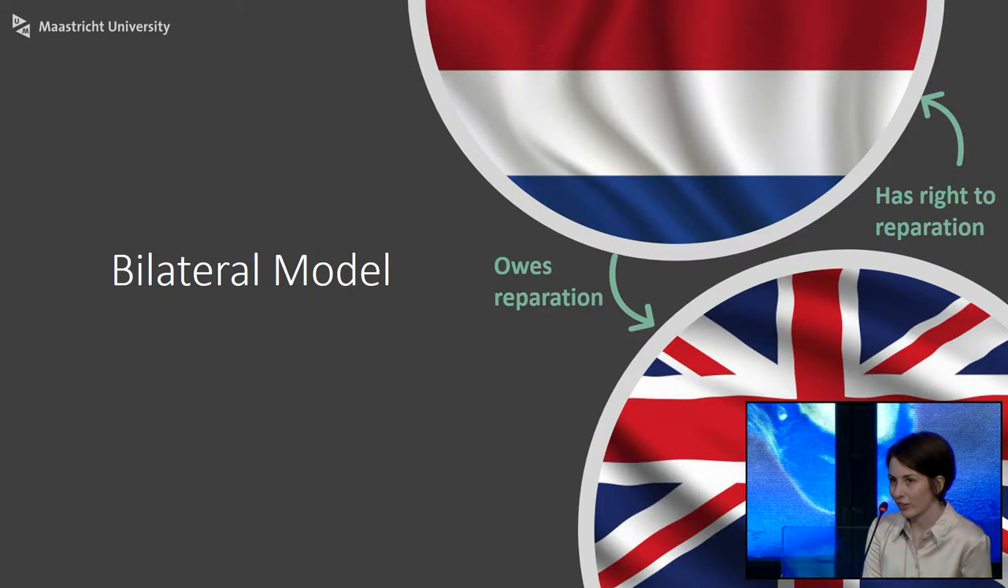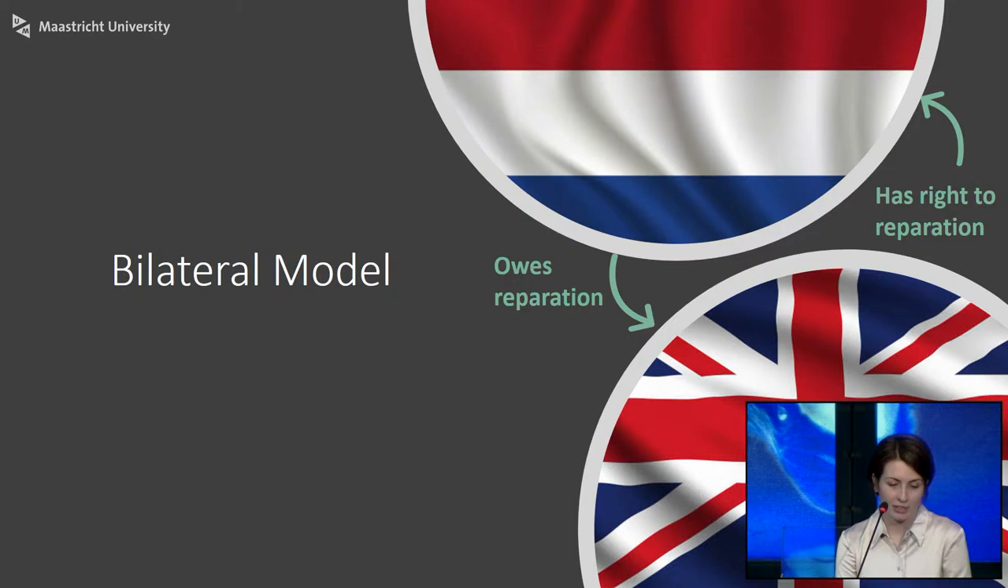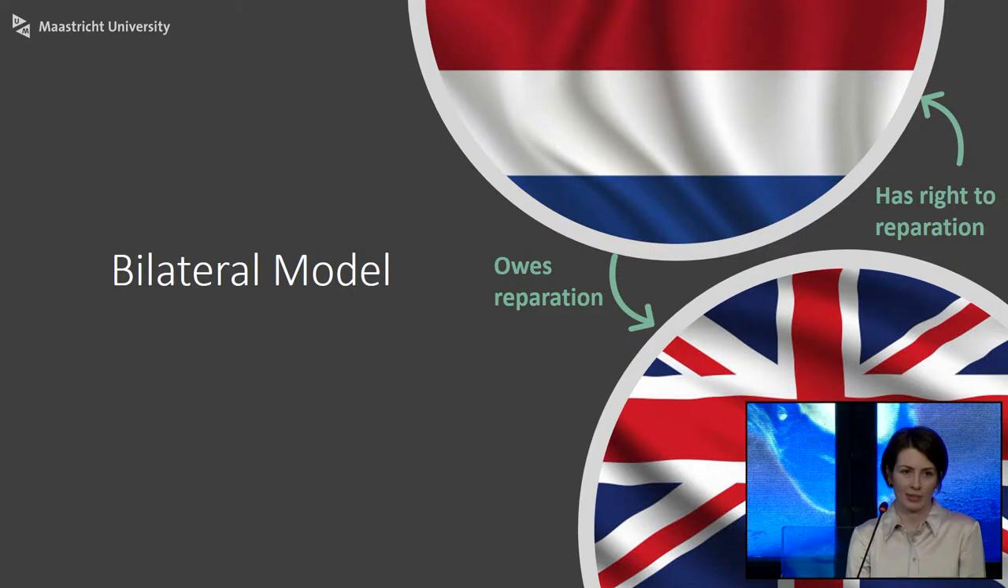There are two essential characteristics in this model. The first is duality, so there needs to be two states. The second is exclusivity. So in the bilateral model, responsibility exists as a relationship between two states and only as between these two states. So no other interests or rights come into play.